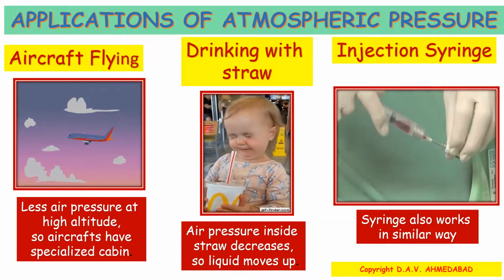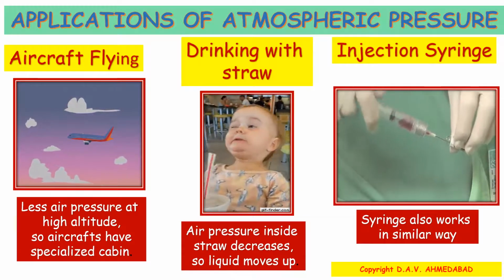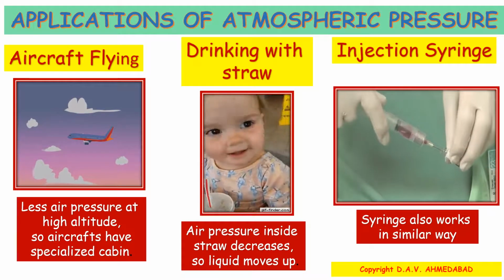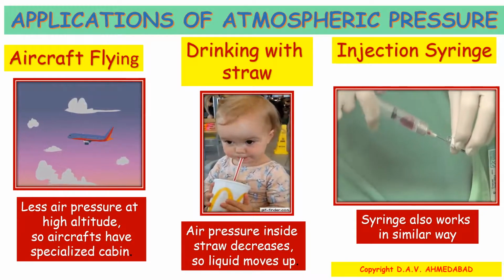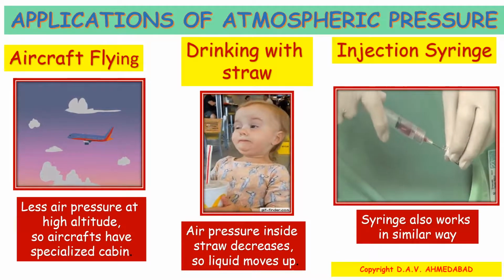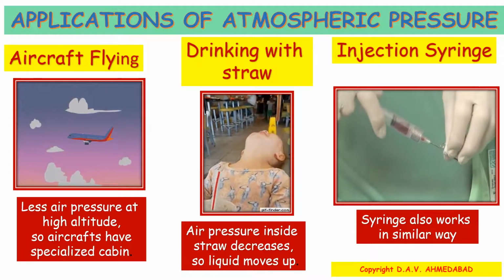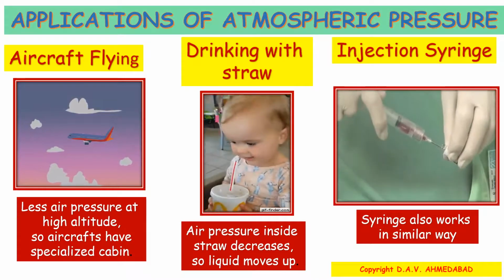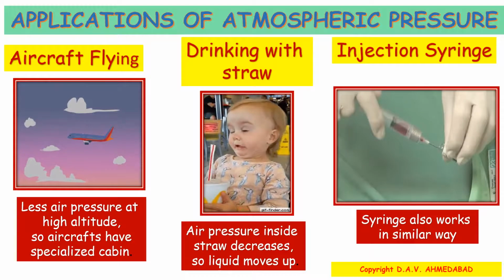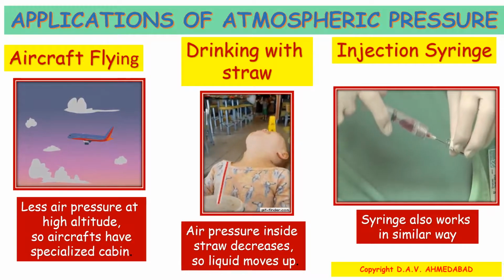Here we will be discussing a few applications of atmospheric pressure. Aircrafts are always flying at a high altitude and very little air pressure is there at high altitude. So aircrafts have a specialized artificial cabin to maintain the normal air pressure inside the aircraft. Drinking with a straw or taking out liquid from a syringe is also an application of atmospheric pressure.